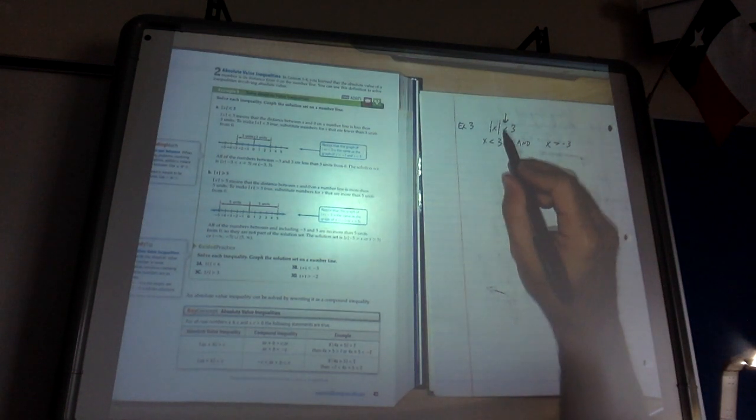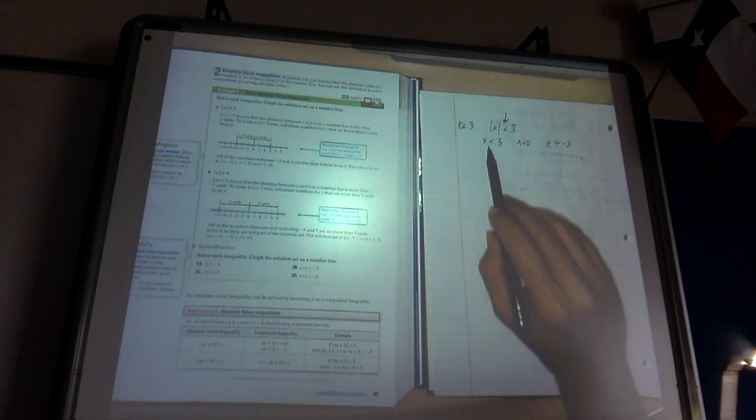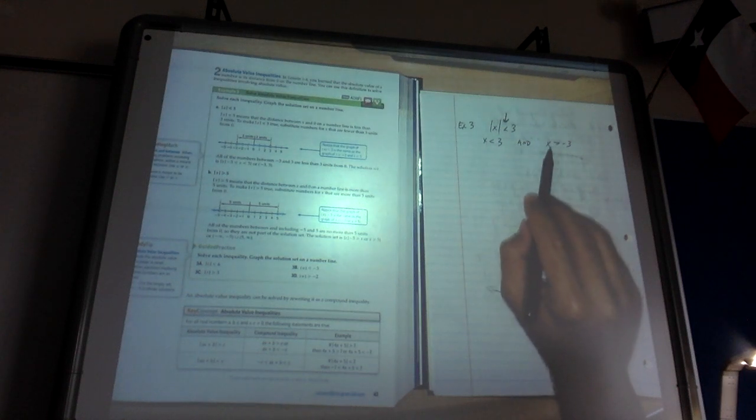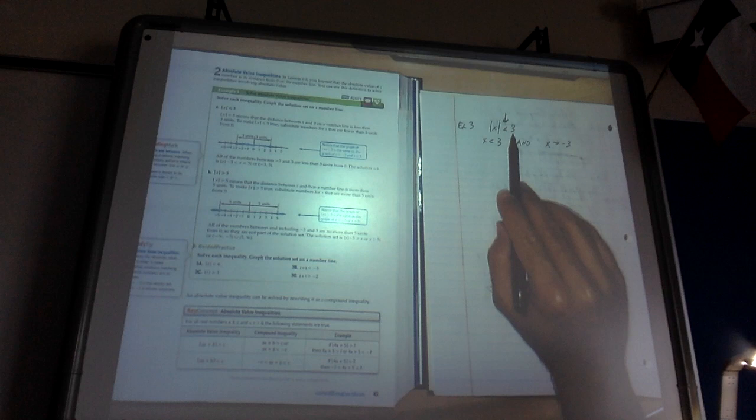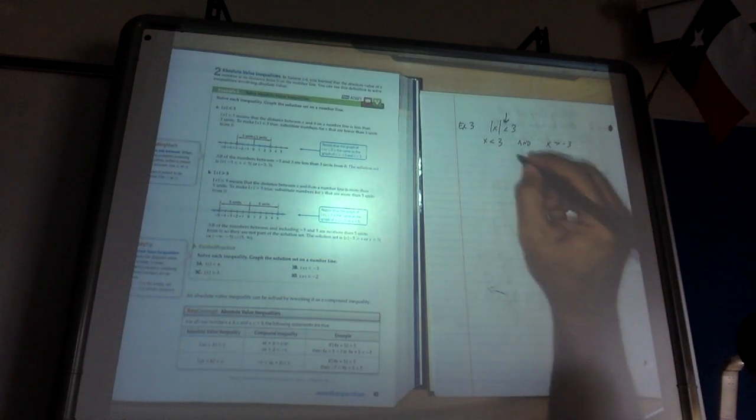So I did x is less than 3. That takes care of that side, or kind of the positive part of it. Dealing with the negative part, I flip this sign and I flip this sign. X is greater than negative 3. All right, here we go.